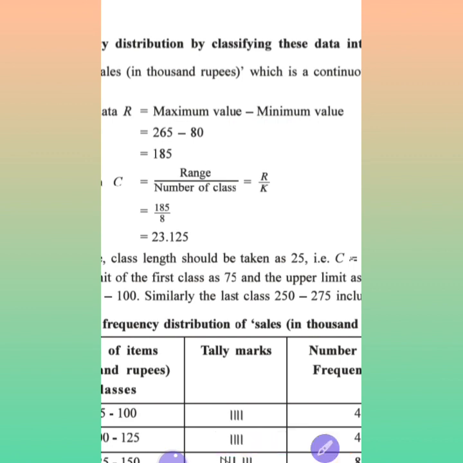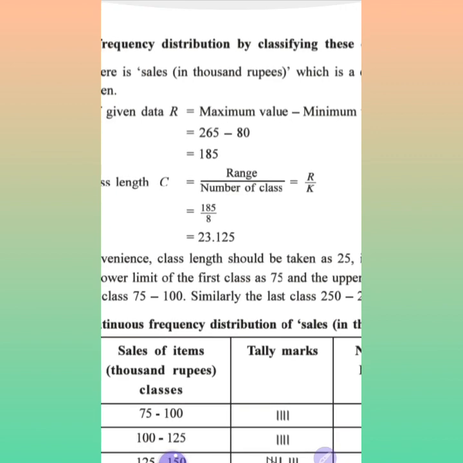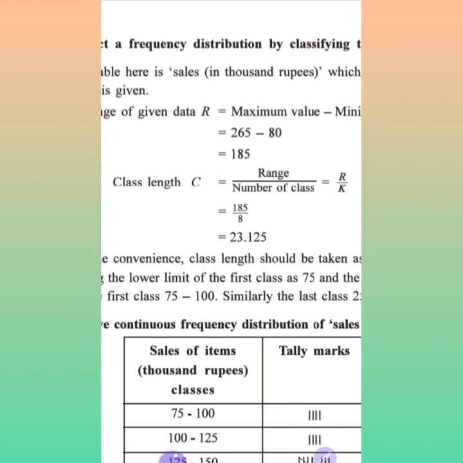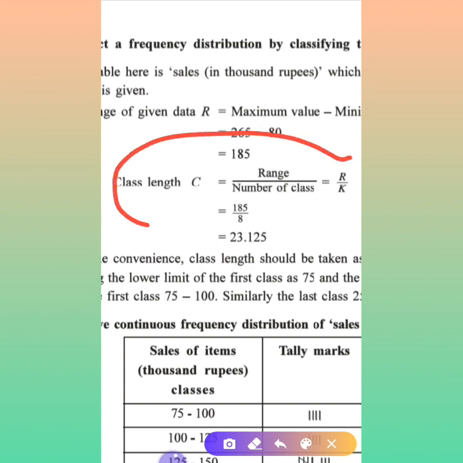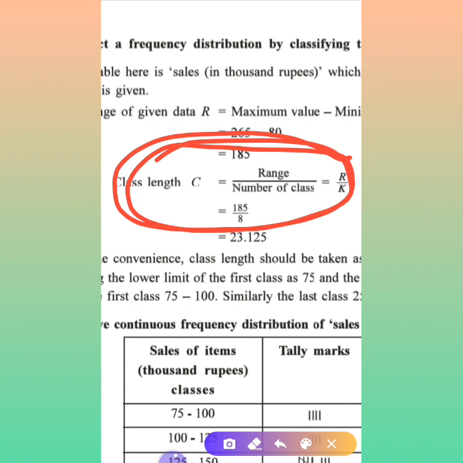Now why have we found the range? We found the range to determine what the class length could be. This is the formula for class length. Class length is always denoted by capital C. Now what is class length? Under it you would find the first class, 75 to 100. 100 minus 75 gives us 25, and 25 is called the class length.